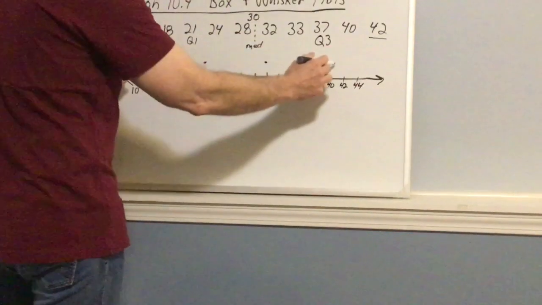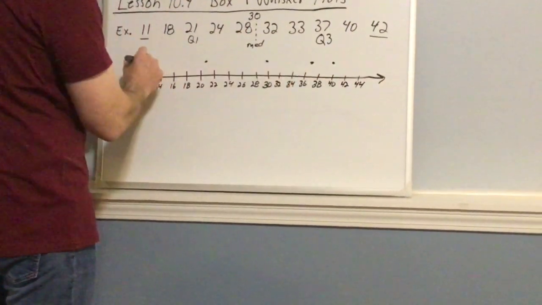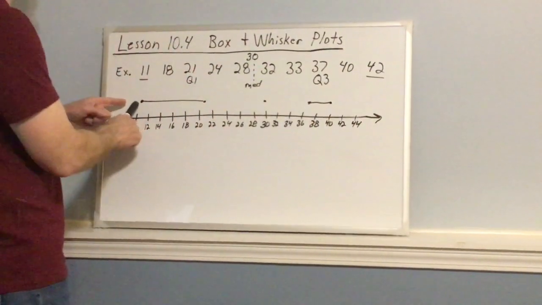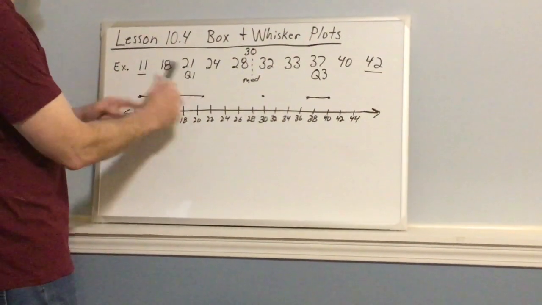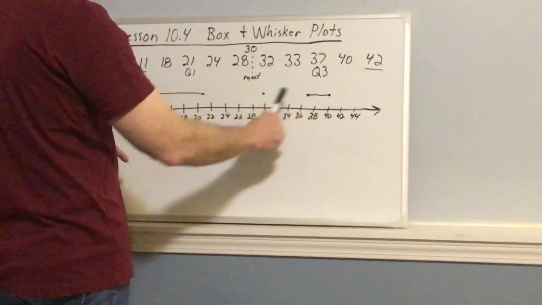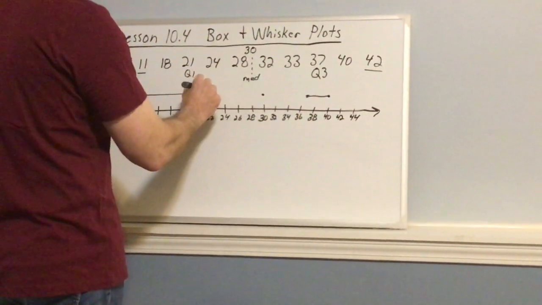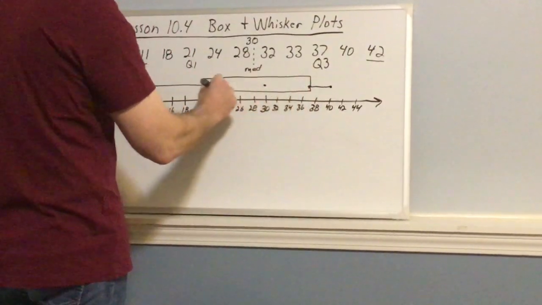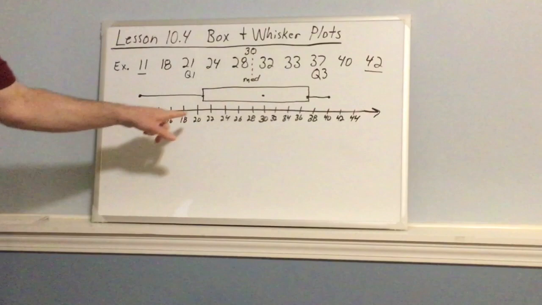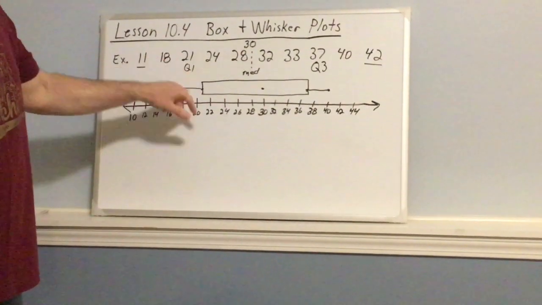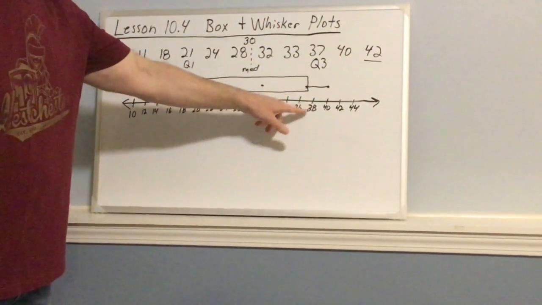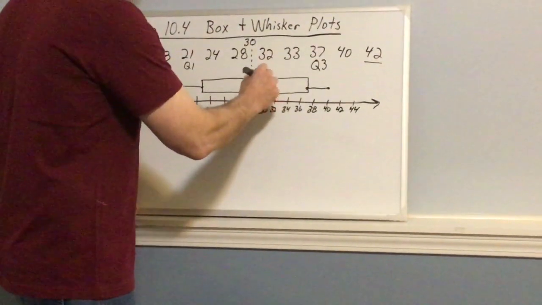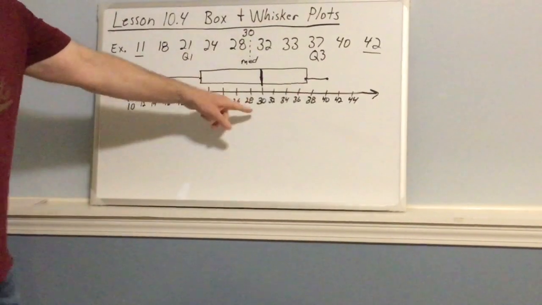From your least and your greatest into the next dot, these are your whiskers. So your least value to quartile 1 is a whisker, and your greatest value to quartile 3 is a whisker. Now in between here is where you draw the box, in between quartile 1 and quartile 3. And remember, this is quartile 1, 21. This is quartile 3, 37. And then for the median, you just draw a line right there where the median is, which is at 30.